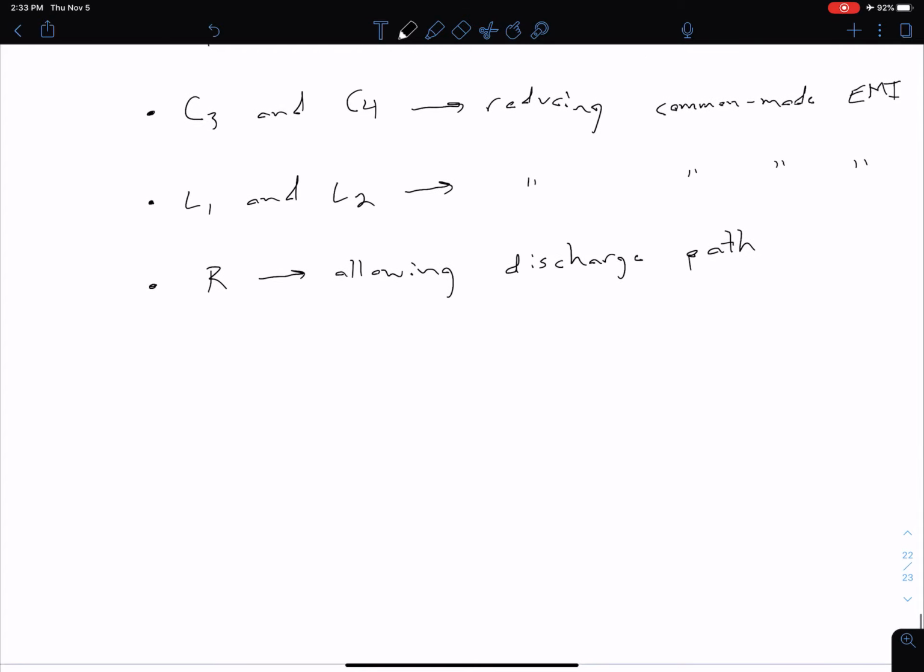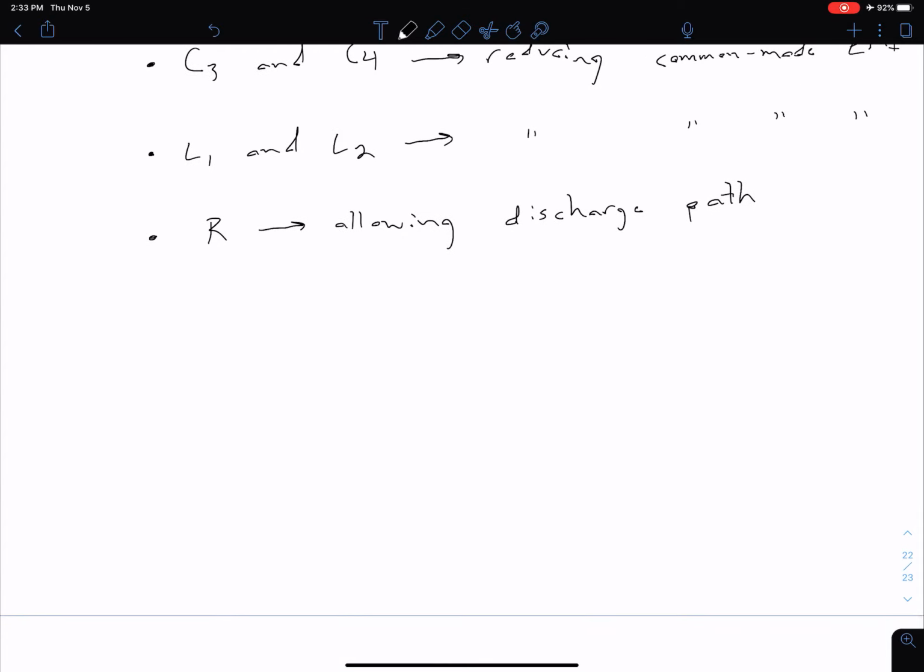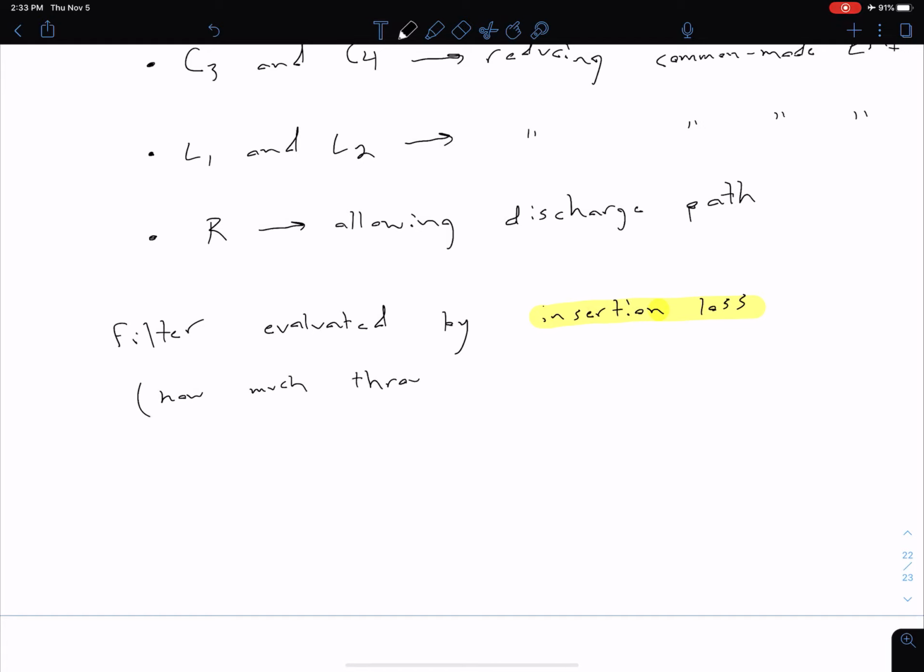This type of filter is typically going to be evaluated by something called the insertion loss. It's a metric used to describe our filter performance. As the name suggests, it's saying how much loss we have by transmitting through this filter, for instance through our filter circuit above.